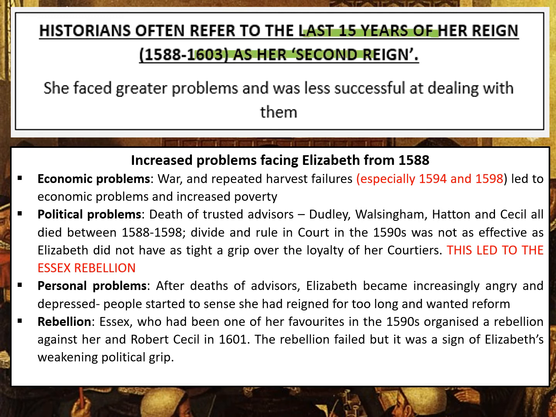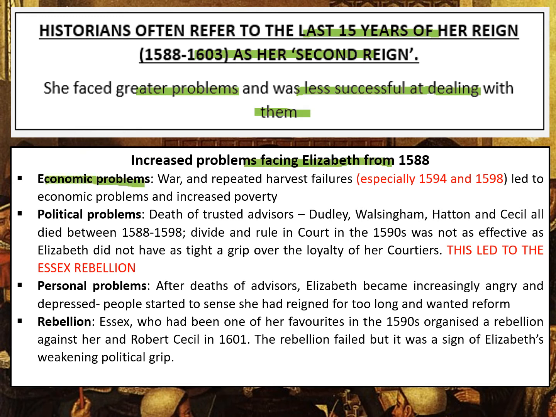It's worth stressing that historians often refer to the last 15 years of her reign as her second reign, where she faced greater problems and was less successful at dealing with them. It's really important to remember that for the write and account questions, which expect you to have knowledge of change over time. So I'm just going to very quickly talk through the increased problems facing Elizabeth from 1588.